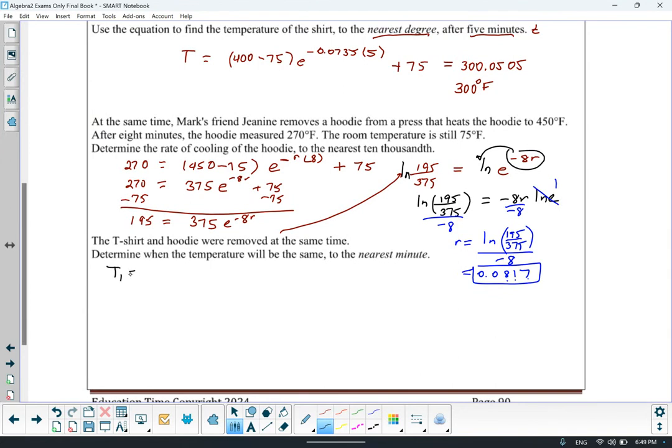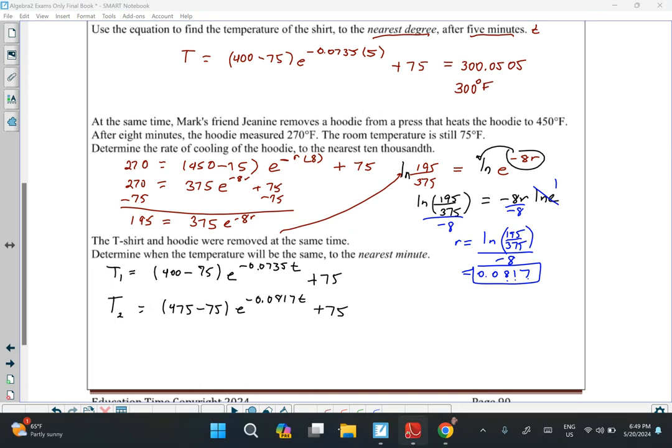So the t-shirt, remember that the equation is 400 minus 75 e to the negative 0.0735 lowercase t plus 75. And the hoodie, that second temperature, is 450 minus 75 e to the, we just calculated it, negative, don't forget the negative, 0.0817t plus 75. And then we're going to enter those into the graphing calculator.